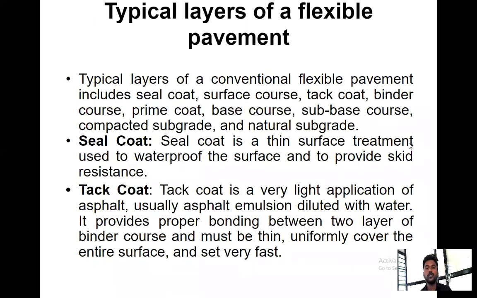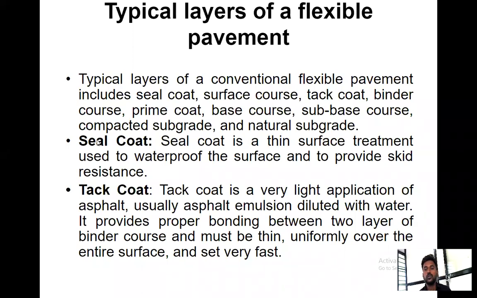Now we will see that there are different kinds of road layers, the typical layers of the flexible pavement. The typical layers of the flexible pavement are, at the bottom, the natural grade, then the subgrade, then the sub-base course, binder, and the surface course. And on the surface course, we will provide the seal coat, tack coat, and prime coat. You may provide them, you may not provide them.